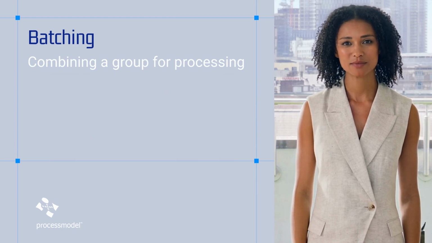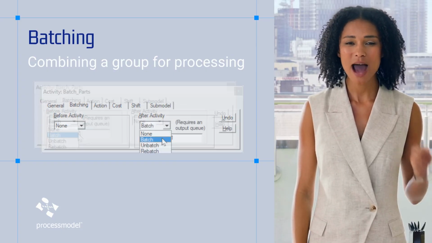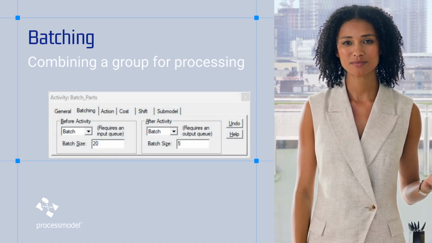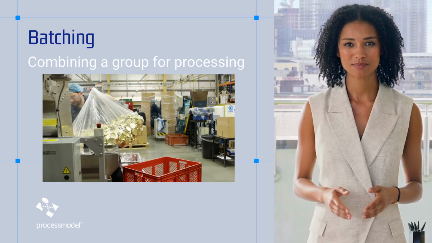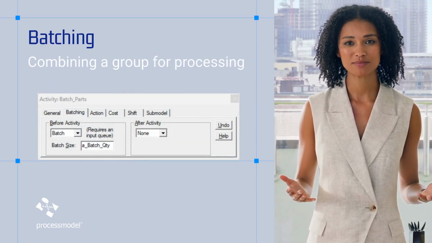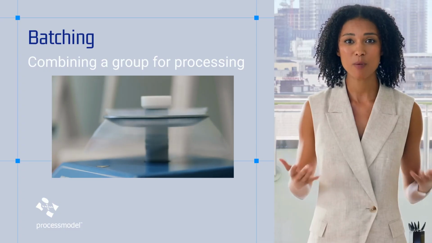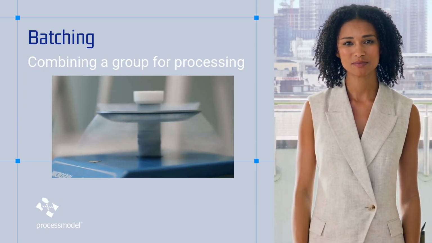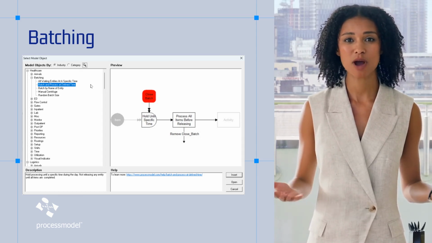Batching can happen in the input queue before the activity, in the output queue after the activity, or in both. A batch returns to individual parts by unbatching. Batch size can be fixed or attribute-driven. This is perfect for situations like medical labs, where deadlines force small batches, or when batches are required before lunch or the end of shifts. To see how to create short batches or time-triggered batches, review the model objects on batching.